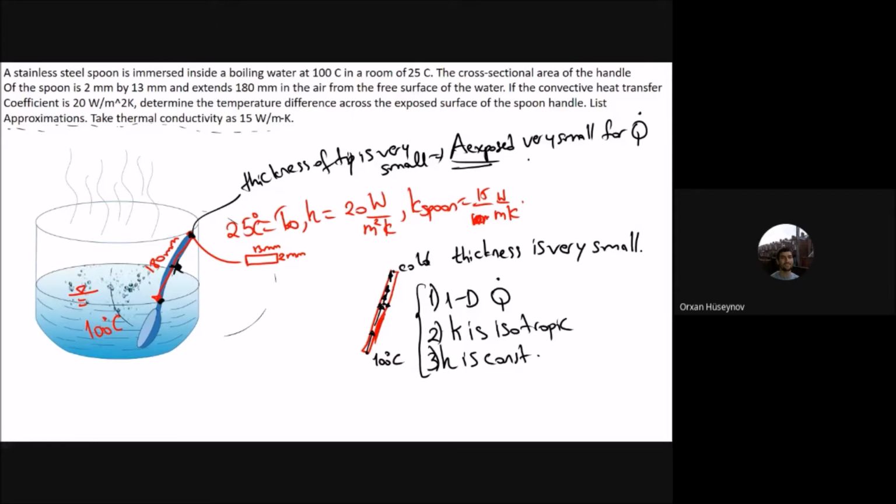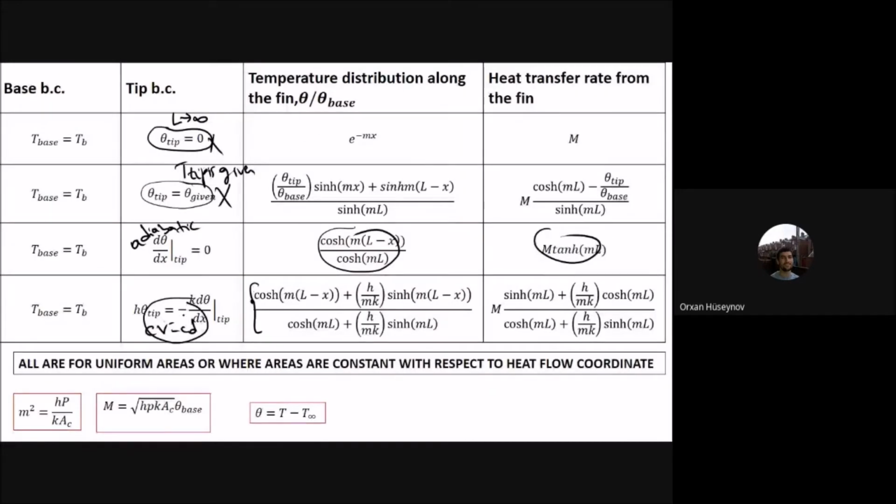I should write it here: adiabatic tip only for easy calculation. In real life there is no adiabatic tip. This is very important. In real life you will always have this CV/CD approximation. Firstly, I will use this CV/CD approach and solve the problem, and then I will use the adiabatic approach, and you will see that there is no large error between these two.